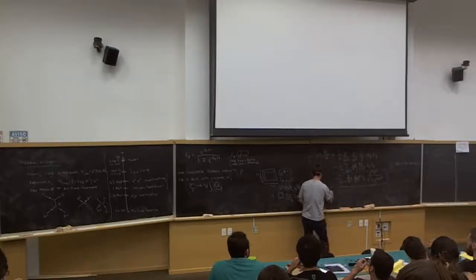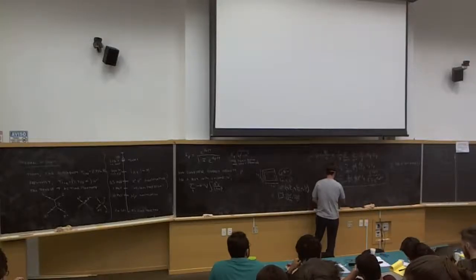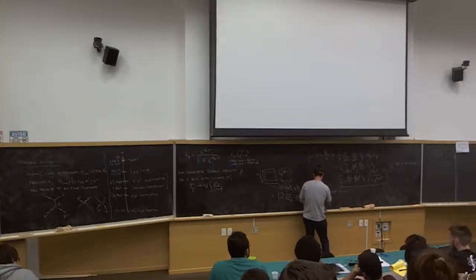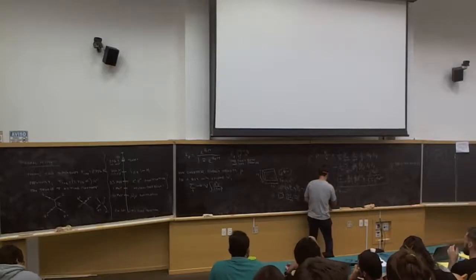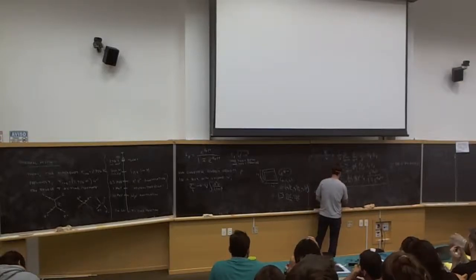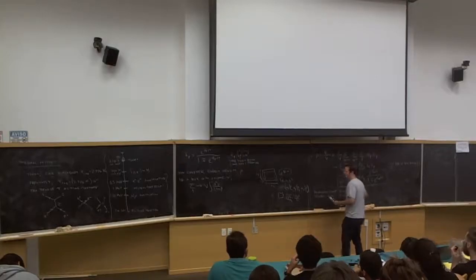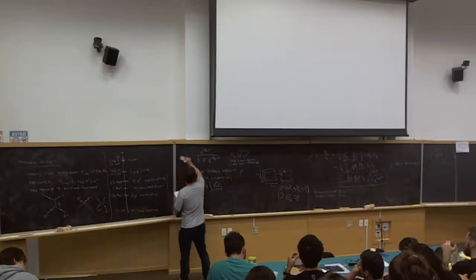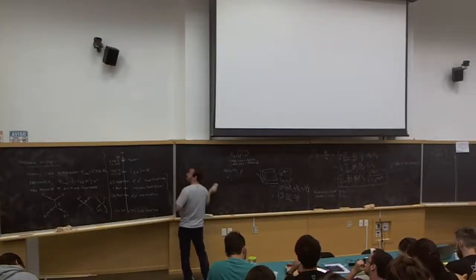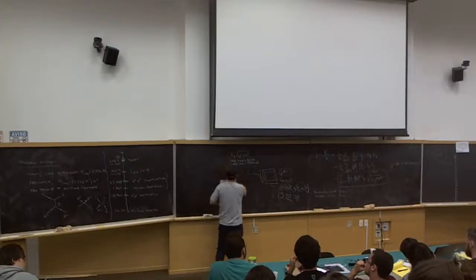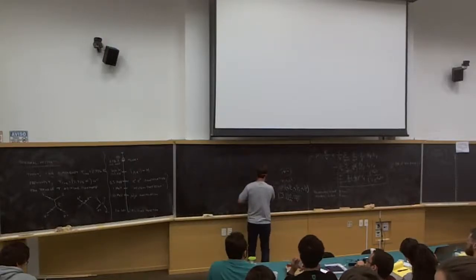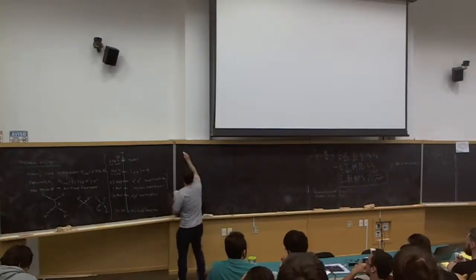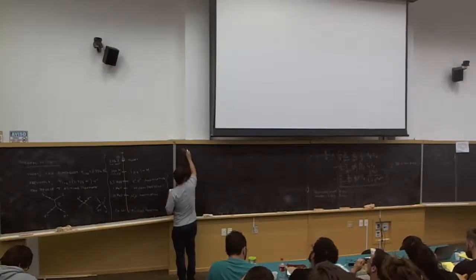So the relativistic limit is the case when the temperature is much larger than the rest mass, and the non-relativistic limit is the opposite. That's just a matter of considering this integral.